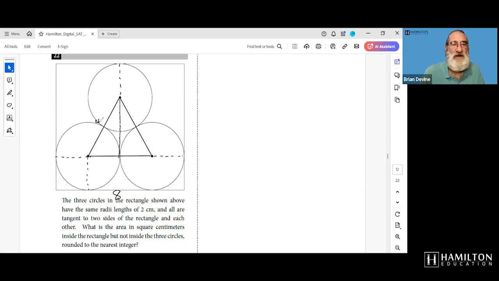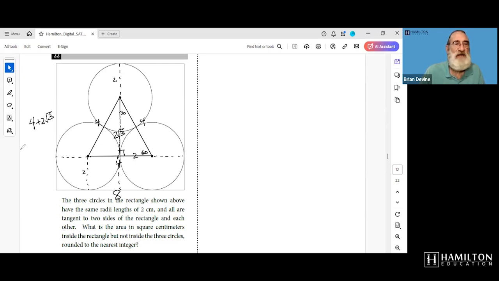Well, I got an equilateral triangle that's 4, 4, 4 on each side. So this should be 2 rad 3, because that would be perpendicular. This would be 2, and that's a 30, 60, 90 triangle right there because of the equilateral angle. So now I know that this would be 2 plus 2, 4 plus 2 rad 3, because this is 2 and this is 2. So that's the height of the rectangle.